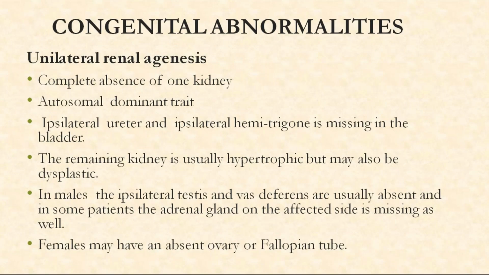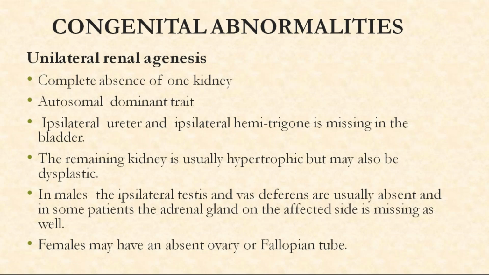Coming to congenital anomalies of the kidney, there is unilateral renal agenesis, where there is complete absence of one kidney, usually autosomal dominant type. Unilateral renal agenesis is always usually associated with ipsilateral absence of the ureter and ipsilateral absence of the hemitrigone, whereas the adrenal is usually present because the embryological origin is different. Only the position alters, whereas the adrenal is normally developed even in patients with renal agenesis. This is very important to remember.